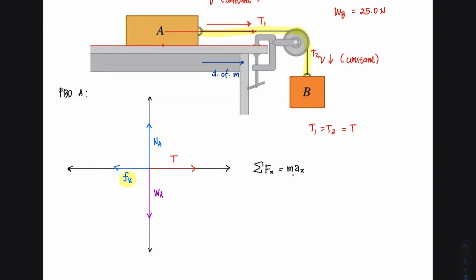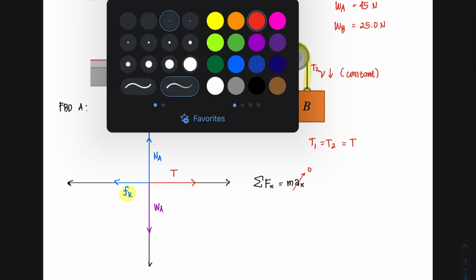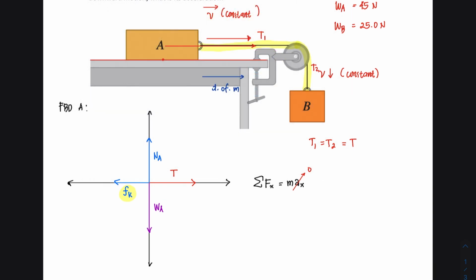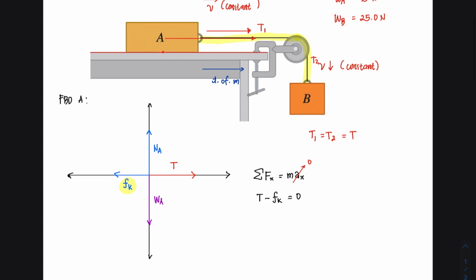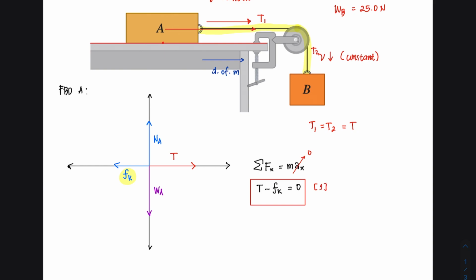Now, since there is no acceleration along x, since it is moving at a constant velocity, a will be 0. So what are then the forces on x? So clearly, we have tension situated to the right, so we have positive T, and then minus F sub k, we have kinetic friction situated on the left side, so that is why you have negative, is equal to 0. So basically, as you can see here, this is your first equation of this problem. So we label that one as our equation 1.